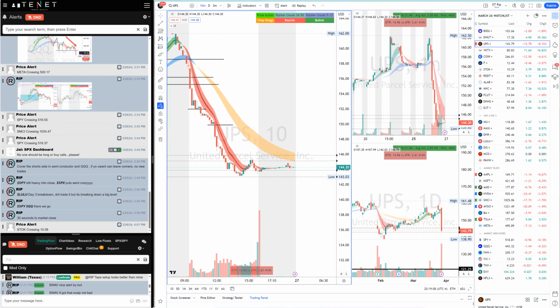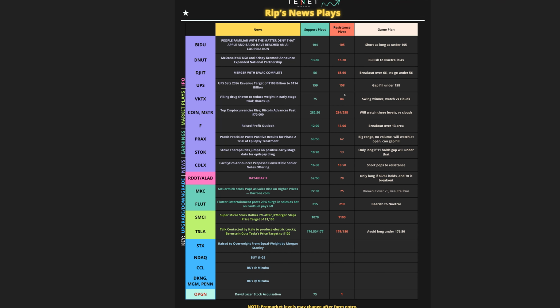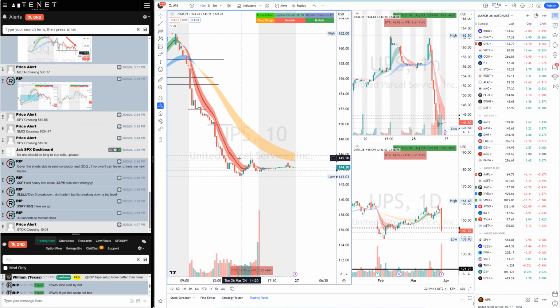Repeatable setup, guys. And look at the guidance. Just as per the guidance, gap fill under 158, clearly explained. All you had to do was take a position and let your trade work all day. If you were in share short, that was more than $10-12 per share, 1 risk to 3 or 4 reward. If you used options, it was a very highly profitable trade.